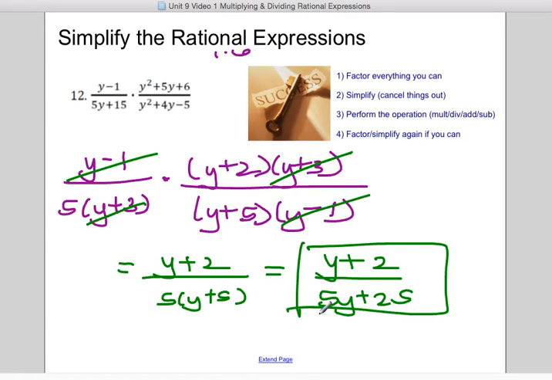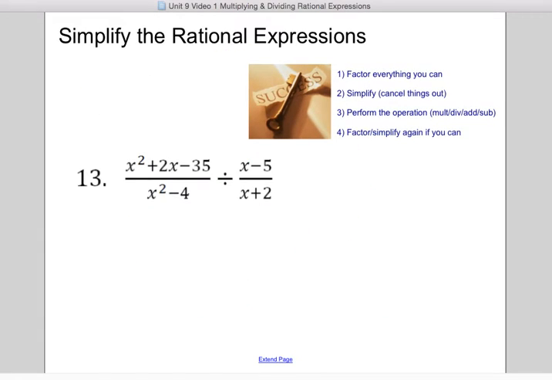Example 13. Should have a little stop mark by it. It doesn't. We're getting good enough and trained well enough to see that it's division, so we need to multiply by the reciprocal.